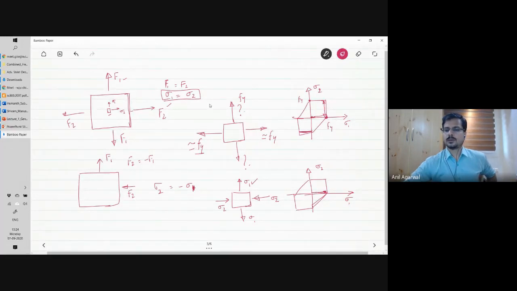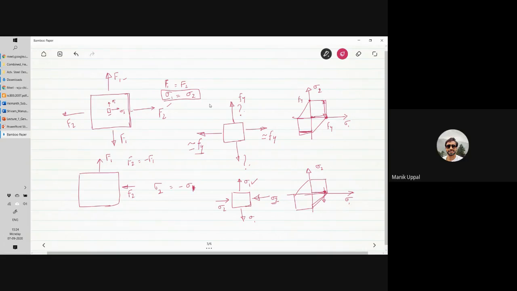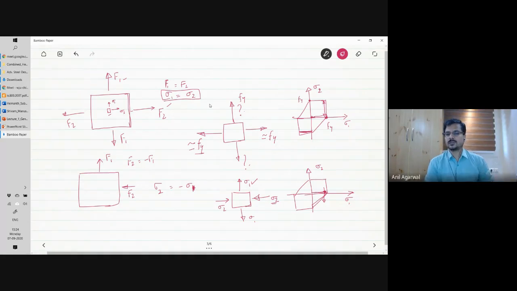Now, the question is, I am going to pull in the perpendicular direction, that is sigma 2 direction. By how much? But this time, instead of going up, I want to go down. So how much sigma 2 can I apply before it yields? Zero, sir. Very good. So I cannot apply any additional sigma 2. So that is interesting, right?